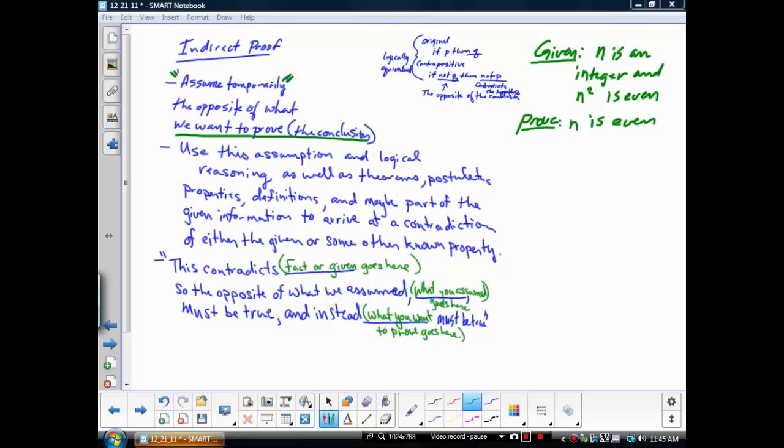So we're going to start with assume temporarily. What is the opposite of n is even? N isn't even, which means n is odd. So we're going to assume temporarily n is odd.